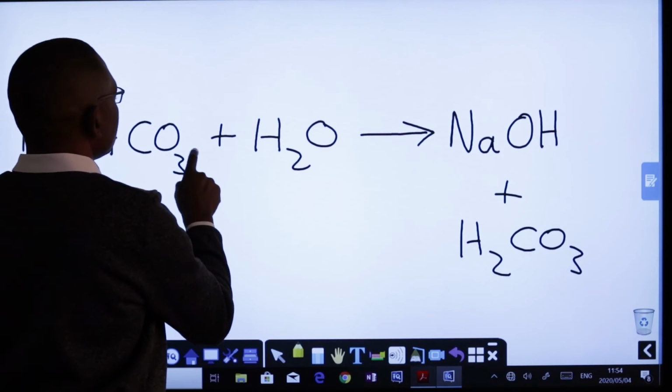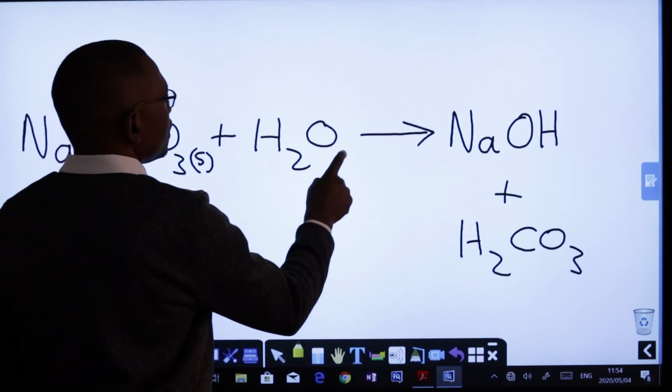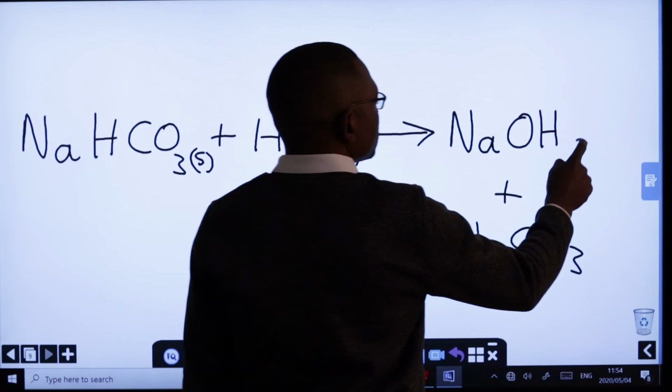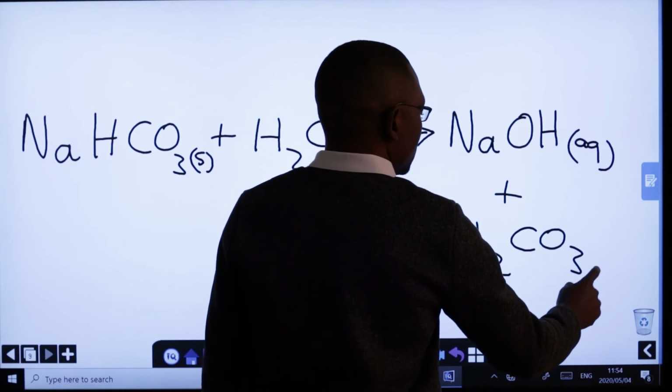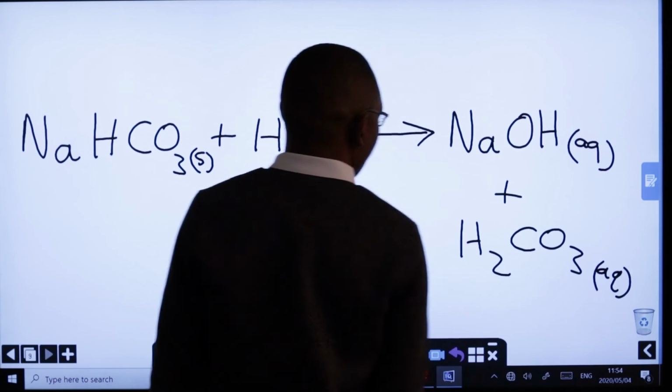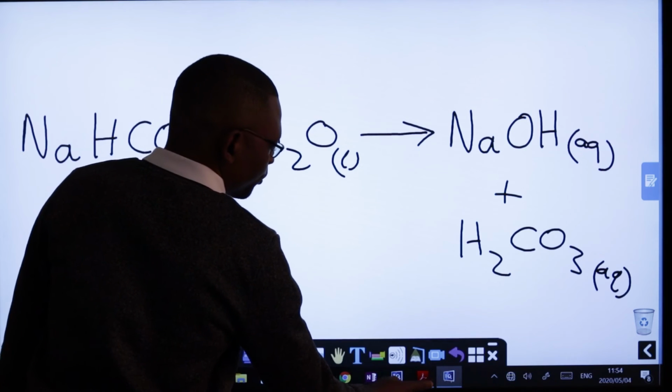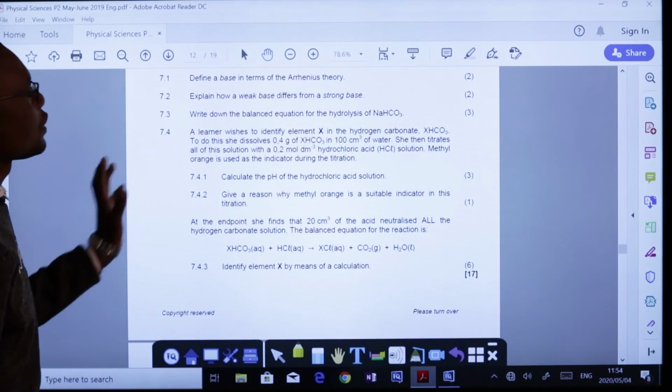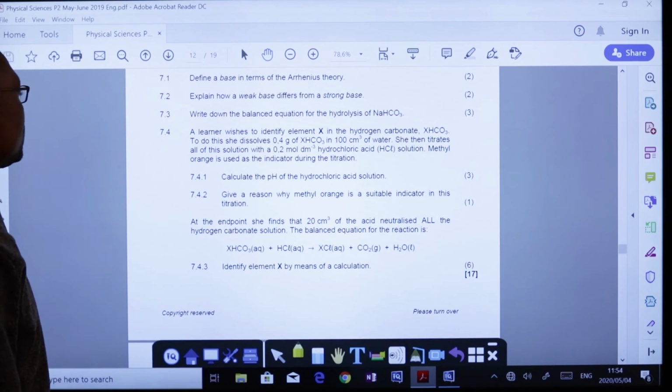So if this is a solid and this is a liquid, this is aqueous and this is aqueous, like that. Okay, right. That's for how many marks? That's for 3 marks. Okay.